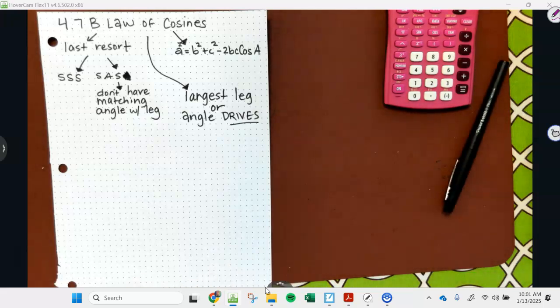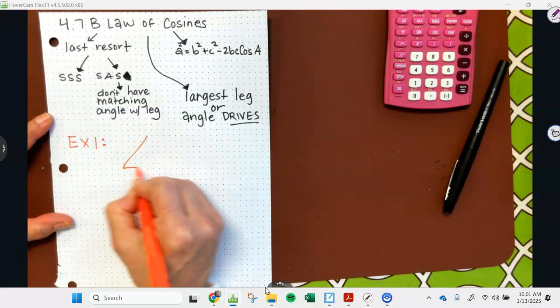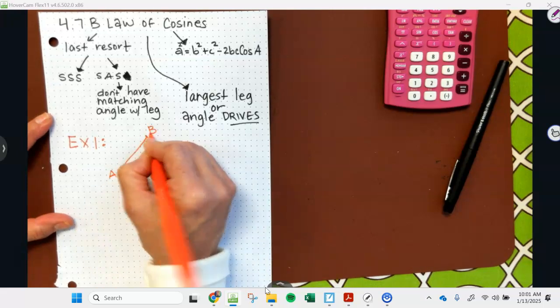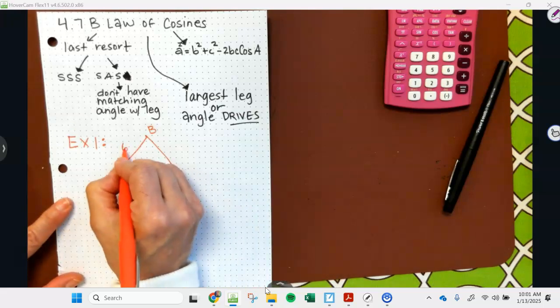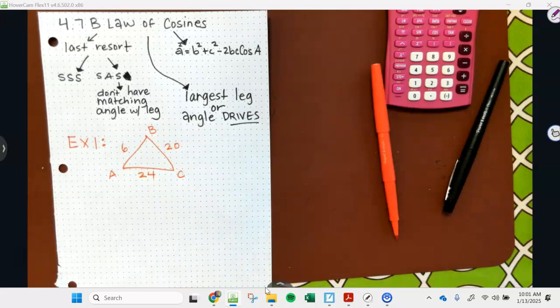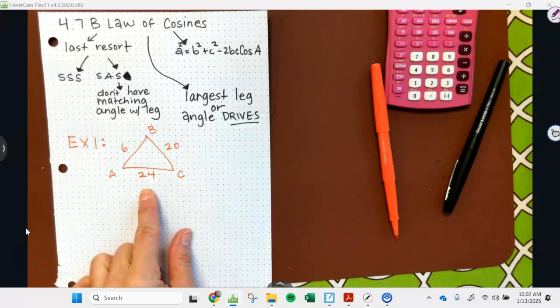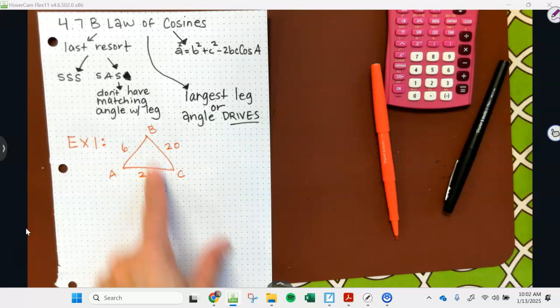All right, let's go ahead and get started with example 1. I'm just going to draw an oblique triangle, just some random triangle. Let's label it ABC, but I'm only giving you leg measures. Please take a moment to write that down and look at it. The longest leg drives the entire process. The longest leg is 24, but what leg is that? A, B, or C? It's B. It's across from angle B.